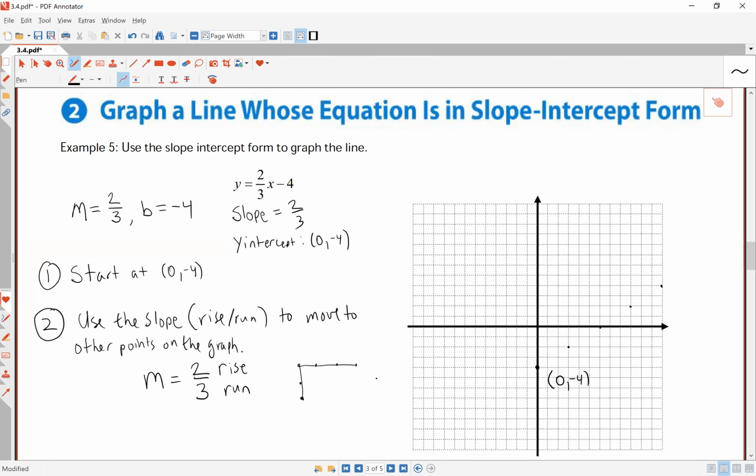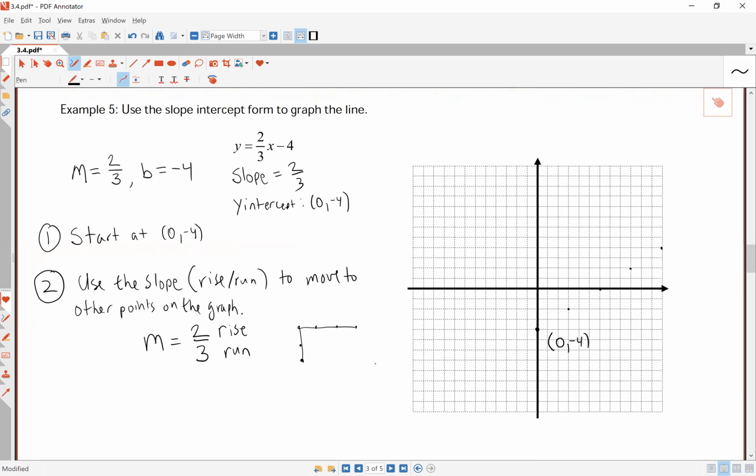Now, to get the points on the bottom left, we change the slope into something that's equivalent to it by making both negatives. -2 over -3 says now whatever point you start at, you're going to drop 1, 2, and run left 1, 2, 3. This will allow us to stay on our line.